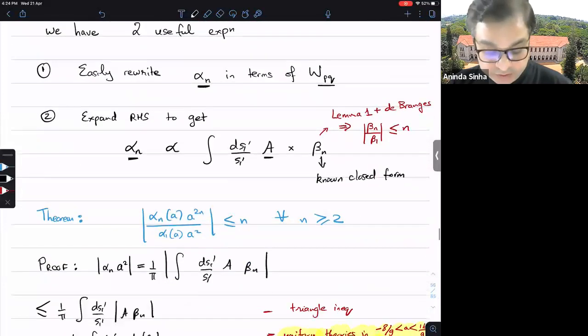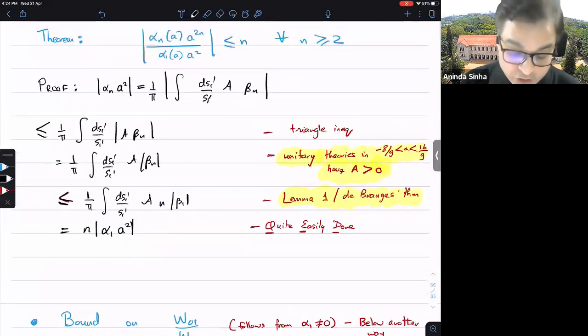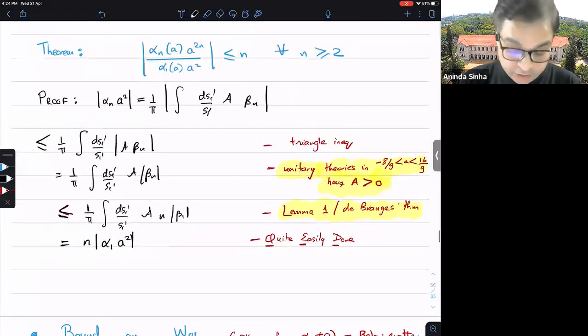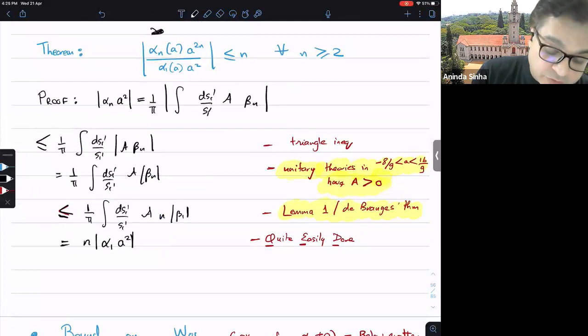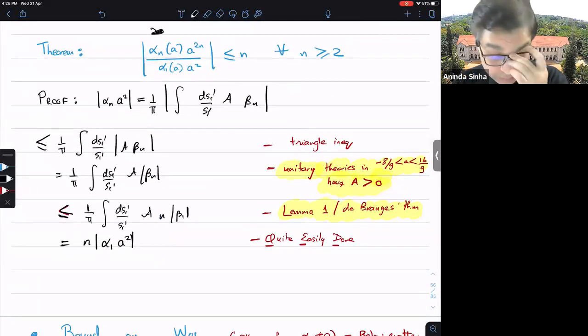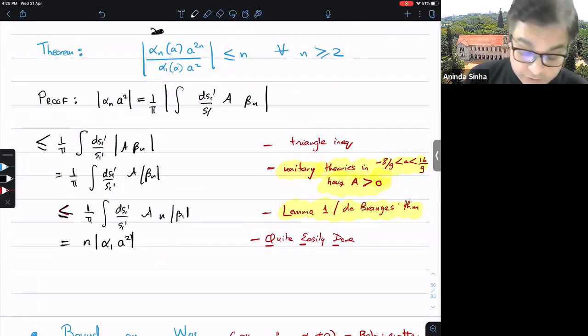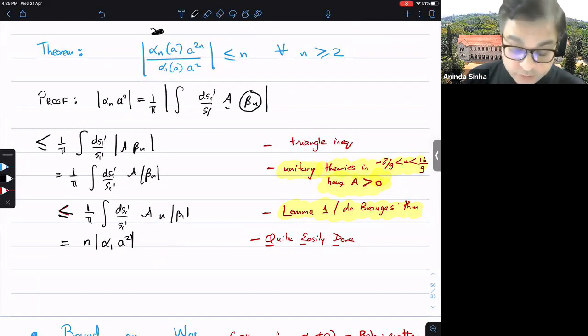So using this, it's literally a four-line argument, which actually shows this two-sided bound on the Wilson coefficients, because this translates into two-sided bounds on Wilson coefficients. Here I'm using beta n, the Taylor expansion coefficient of this kernel. This is the formula. It just follows from the crossing symmetric dispersion relation.